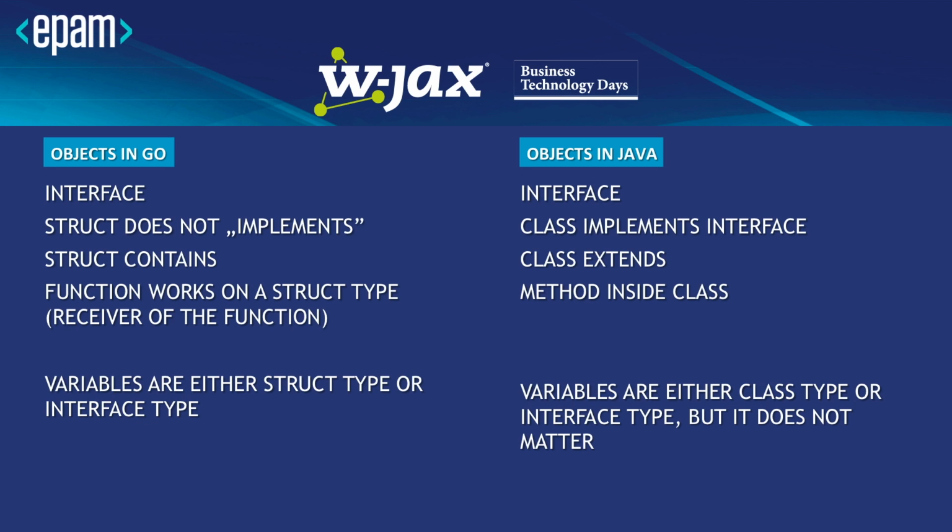So before we go into more details, I want to compare objects in Go and objects in Java. We have interfaces, which we define. A structure does not explicitly implement an interface. A structure does not extend another structure, it contains it, but a class implements an interface and the class extends another class. A function can work on a structure type, which is the receiver of the function. In Java, the methods are inside the class. And when we have variables in Go, the type of the variable is either a structure, which is a defined type, or the type of the variable can be an interface.